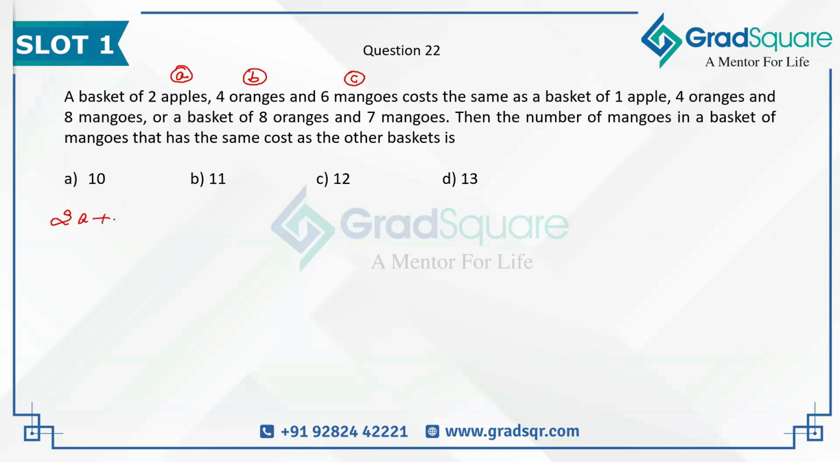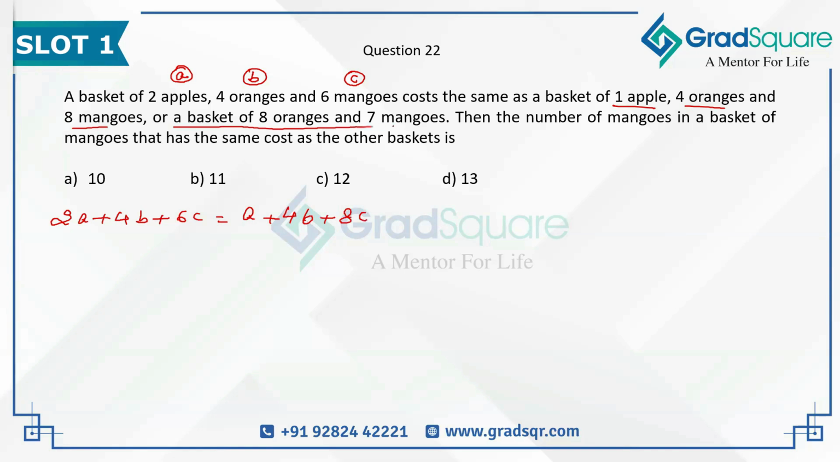2 apples, 4 oranges, and 6 mangoes. That will make it 6C. That's the cost of this basket. Cost the same as the basket of 1 apple, 4 oranges, and 8 mangoes. 1 apple, 4 oranges that you are looking at, which is 4B, and 8 mangoes, which is 8C.